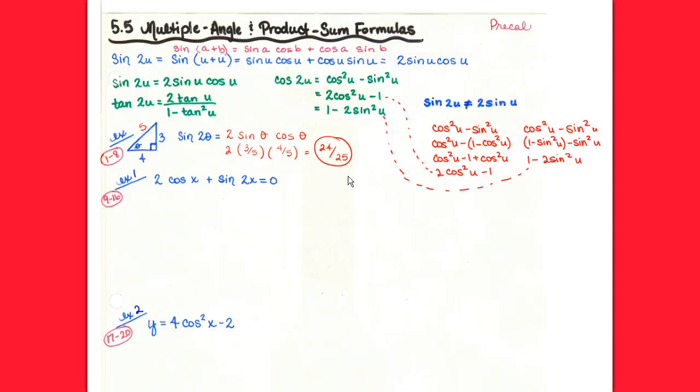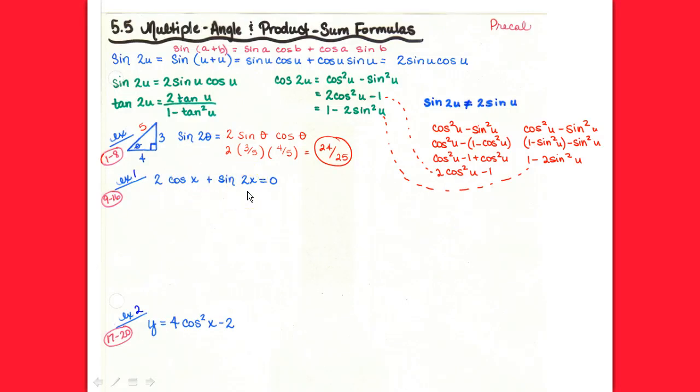All right, let's look at example 1. For example number 1, it says, find all solutions of 2 cosine x plus sine 2x is equal to 0. So I want to solve this guy, right? Now, remember when we solved double angle problems? Because I got a double angle right here. I have a single angle right here and a double angle right here.